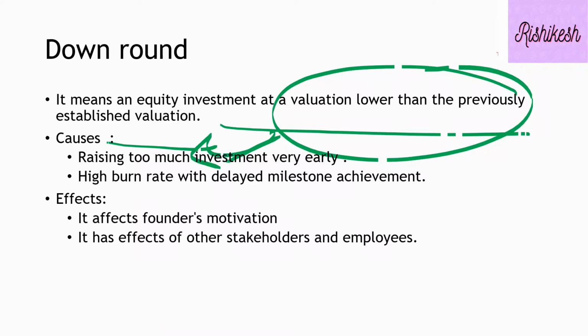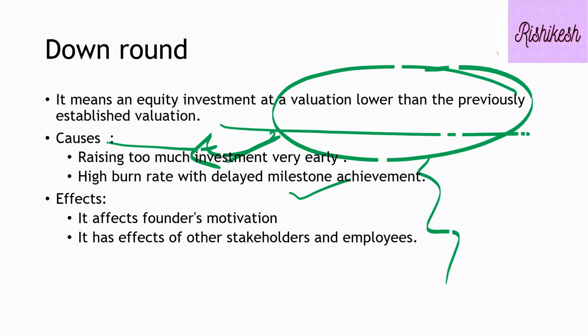Down round is considered to be very bad, right? What can be the causes of this? It is that you are raising too much investment very early. One of the reasons we have already discussed is that in the very early part, you have raised a lot of investment, right?